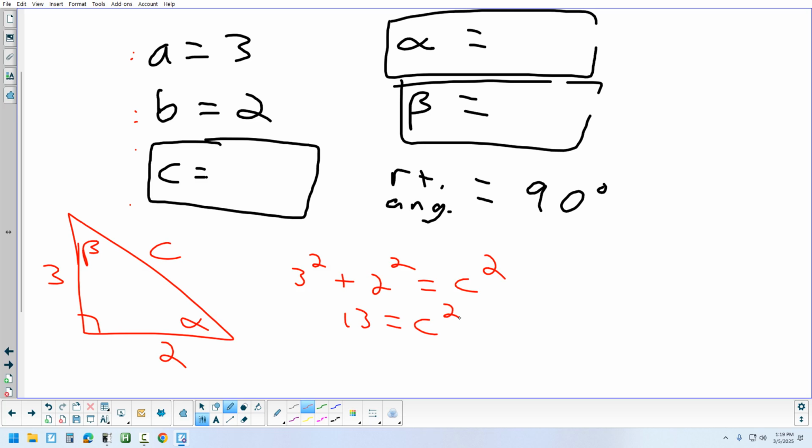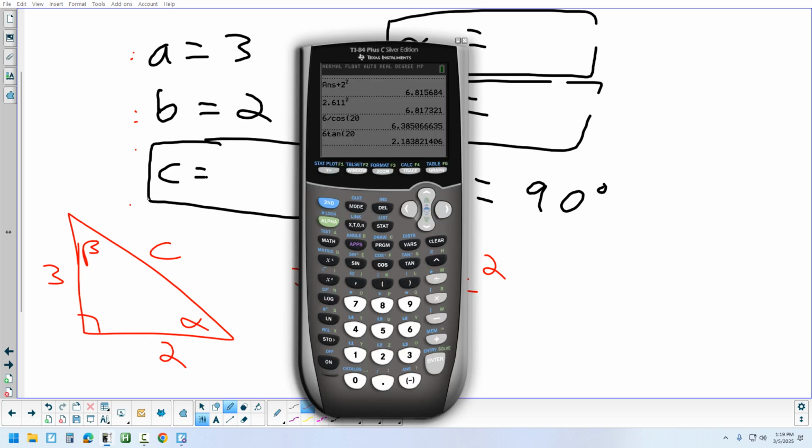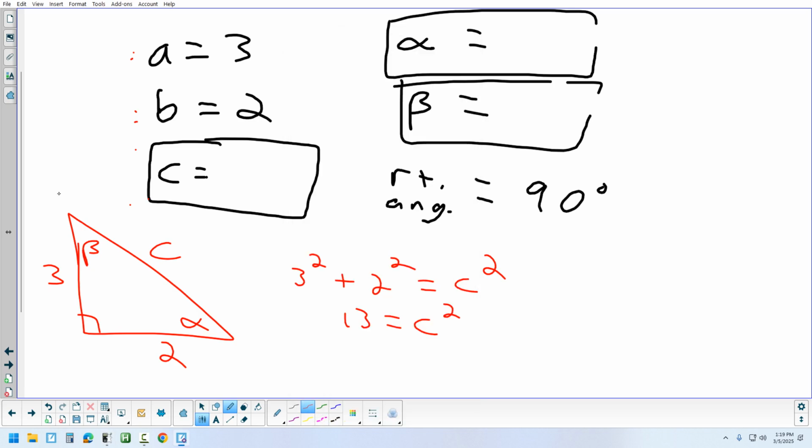Okay, so when you have the directions on the test, it is not going to say exact answer. In the homework, it said exact. But this one, we are going to round. So square root of 13, 3.606. Okay. Any questions on how we got C?